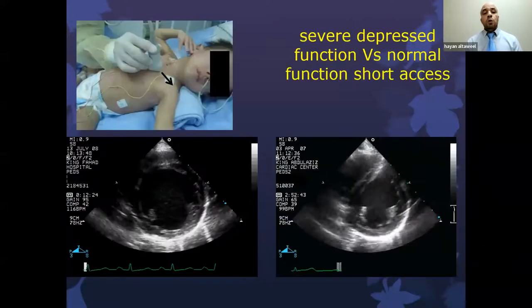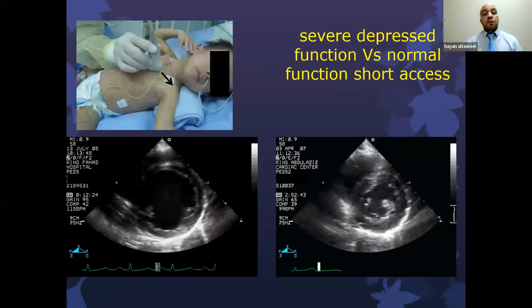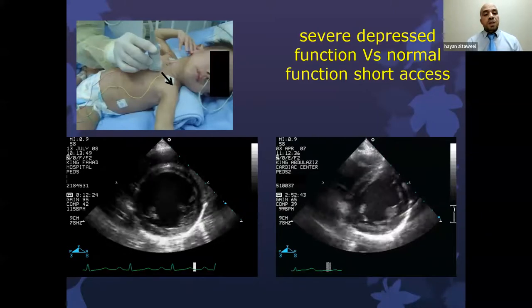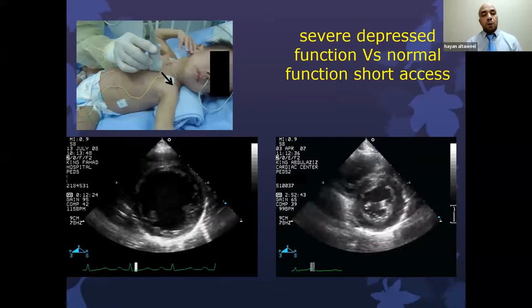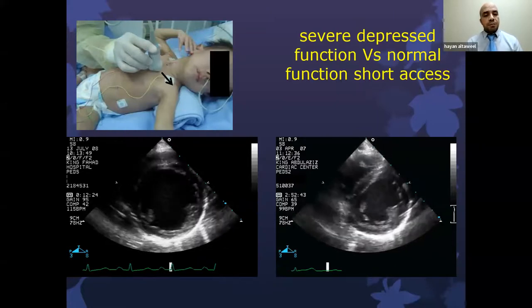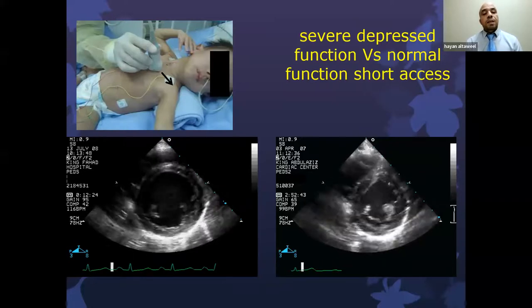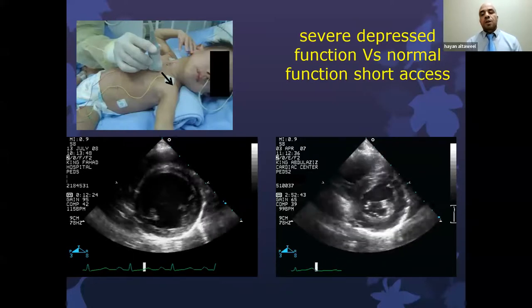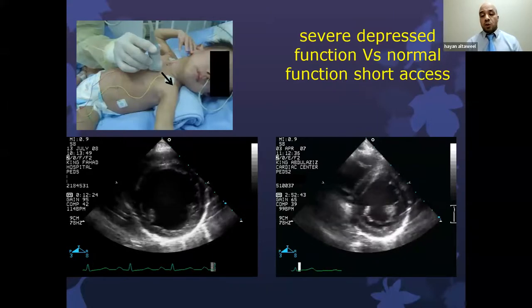For that, we will go to another view assessing the left ventricle function. We will go to something called the short axis parasternal view. As you can see here, the probe is in the parasternal area, and the marker is directed towards the left shoulder of the patient. Then you will view the heart, you will view the left ventricle in its short axis.